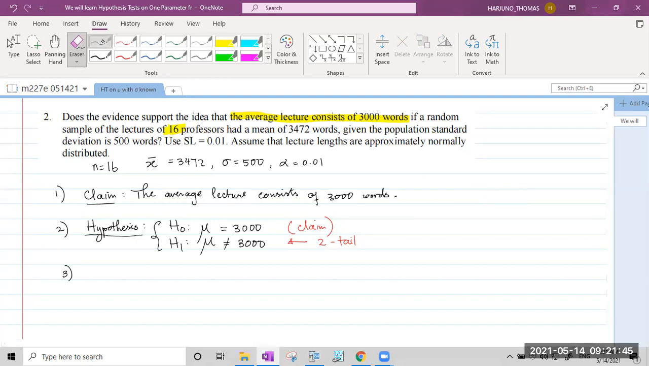Okay. Well, anyway, so we need to refute the claim that the average is 3,000 words. We need to come up with an evidence that is significantly different from 3,000. So you do the test statistic.